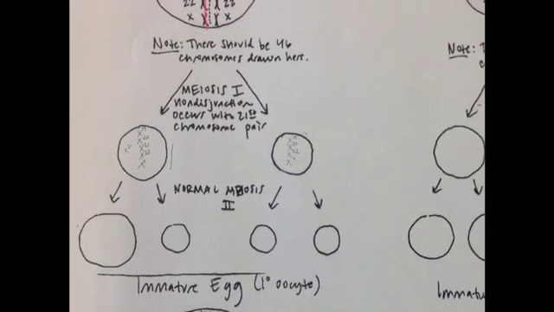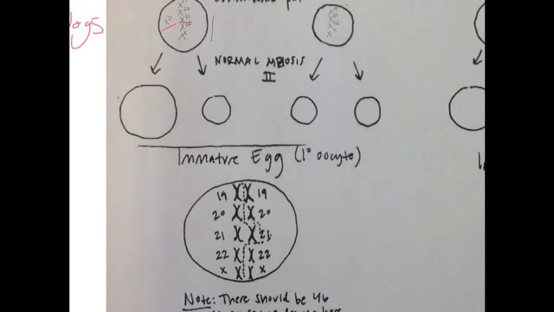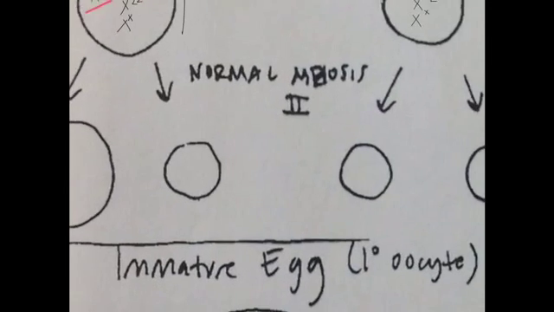So if I zoom out, you'll be able to see now the difference. We have our original primary oocyte here that divided kind of funny, and we wound up with 2 chromosome 21s on this one and no chromosome 21s over here. So then if we continue with meiosis, we can go down to here and zoom back in.